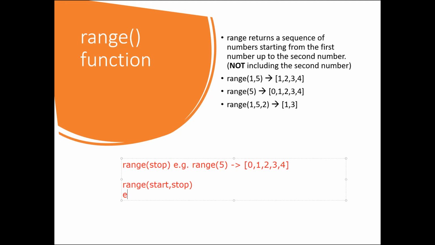Right? Now, for example, if you say range(1, 5), that means this will create a set of values, or list of numbers, starting from 1 to 4.